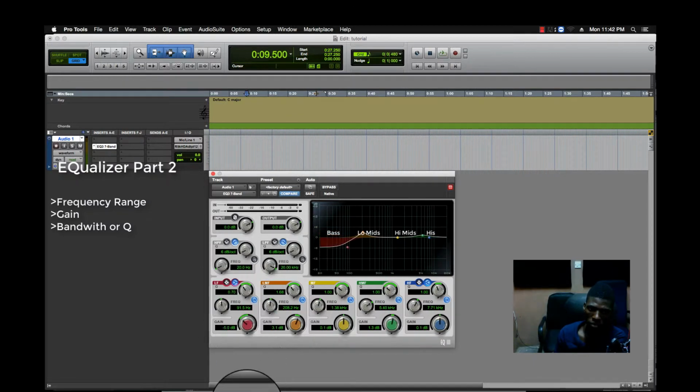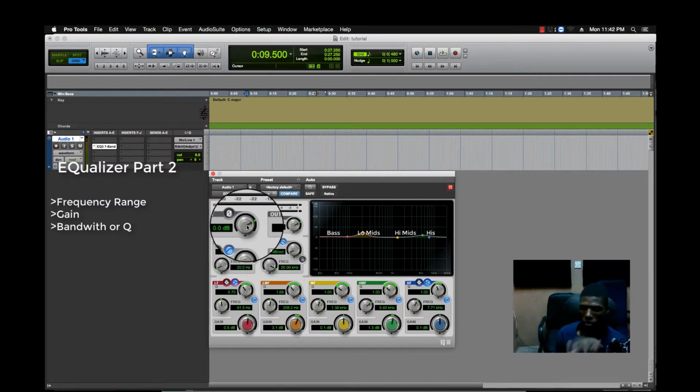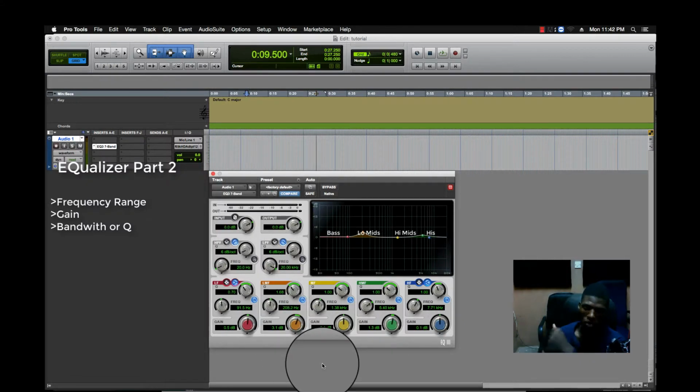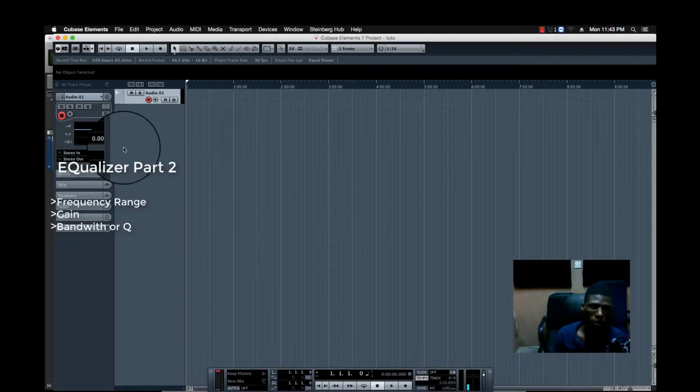The importance of having a shelf, and then also having an amp-like kind of bandwidth, is so that you get to have a very good mix as we continue with the equalization. So let's go to Cubase so that we get to see what we're talking about here.